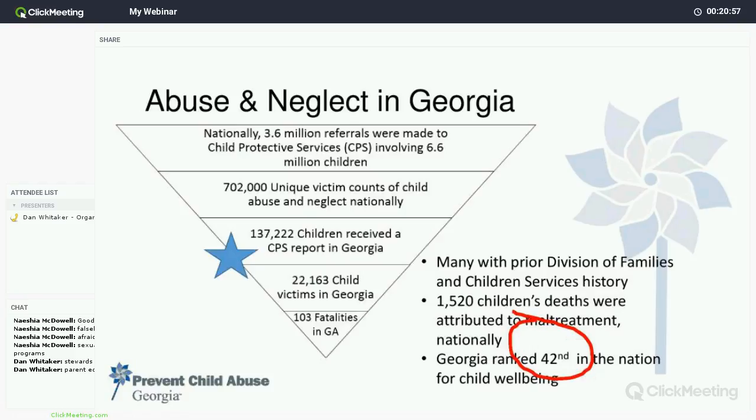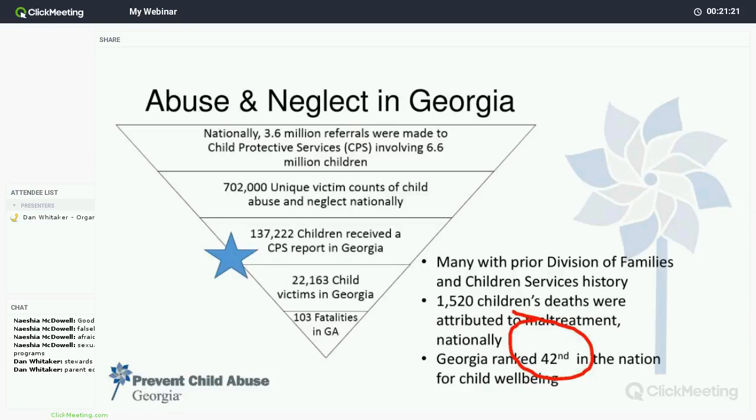So now let's look at the bigger picture and some statistics from the nation and Georgia. In 2014, there were approximately 700,000 substantiated cases of child maltreatment in the U.S. I just want to let you know that child maltreatment refers to child abuse, neglect, and any type of abuse, sexual abuse, emotional abuse. Maltreatment is the umbrella term that I'm going to be using today.